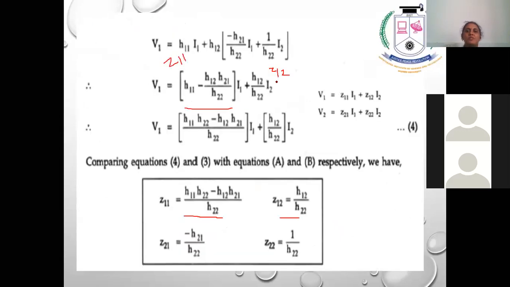Next, substitute this in the first equation, V1 is equal to H11 into I1 plus H12 into V2. Substitute the value for V2 here and rearrange in terms of I1 and I2. So you will have Z11 is equal to H11 minus H12 H21 by H22, or taking LCM, it can be rewritten accordingly. And Z12 is equal to H12 divided by H22. Okay, so I think we can proceed now.